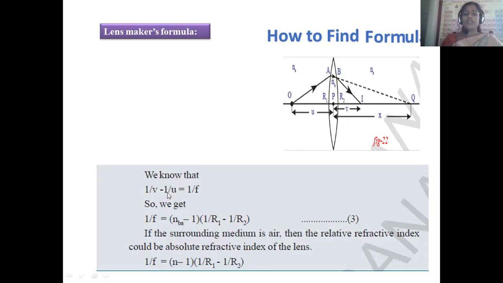So here, we already know the lens formula. What is that? 1/v minus 1/u is equal to 1/f. This is called the lens formula. Now let us substitute the values here.